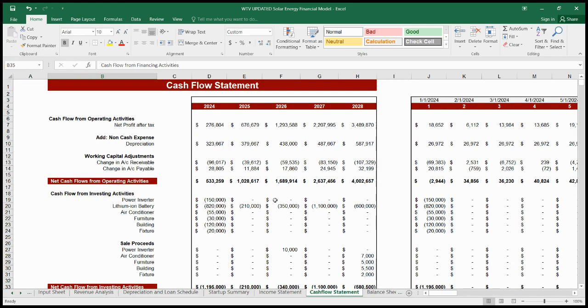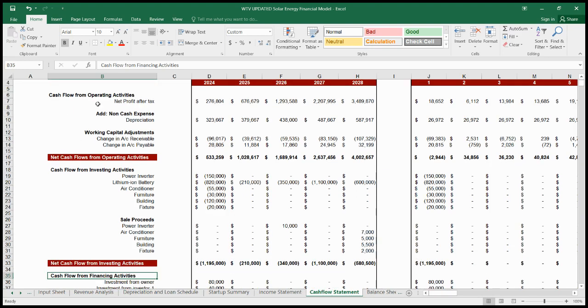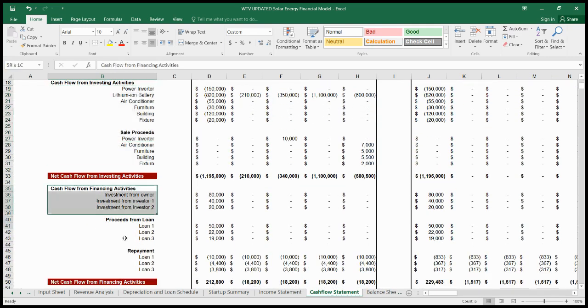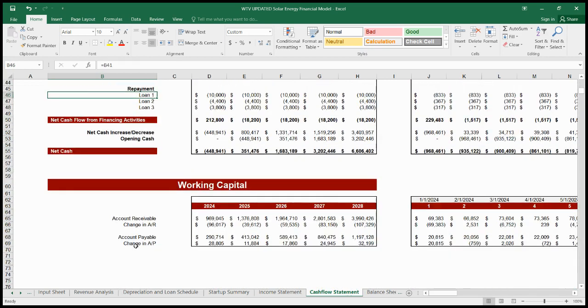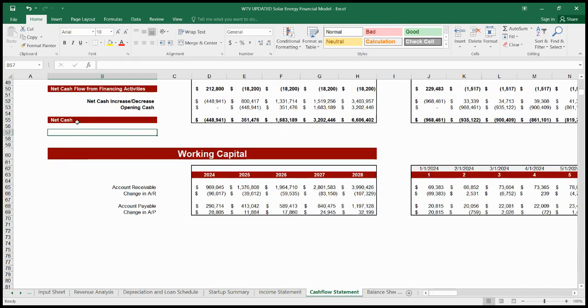And after the income statement, we have the cash flow statement following our traditional format. At the top, we have operating activities, and after operating activities, we have investing activities. After investing activities, we have financing activities. After financing activities, we have net cash from the cash flow statement, and at the bottom we have working capital.